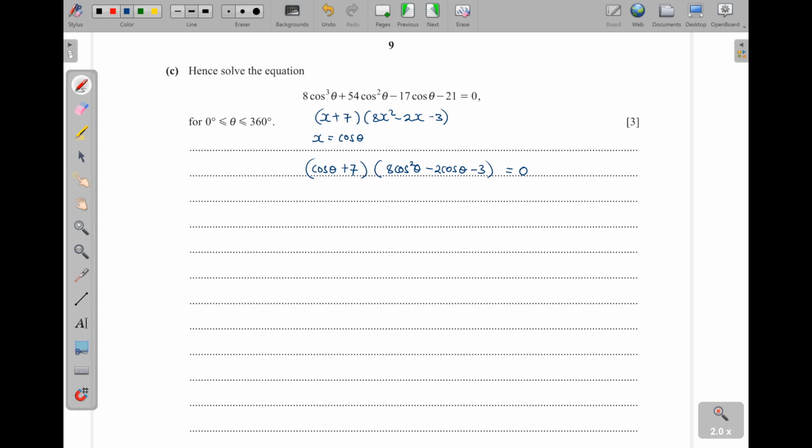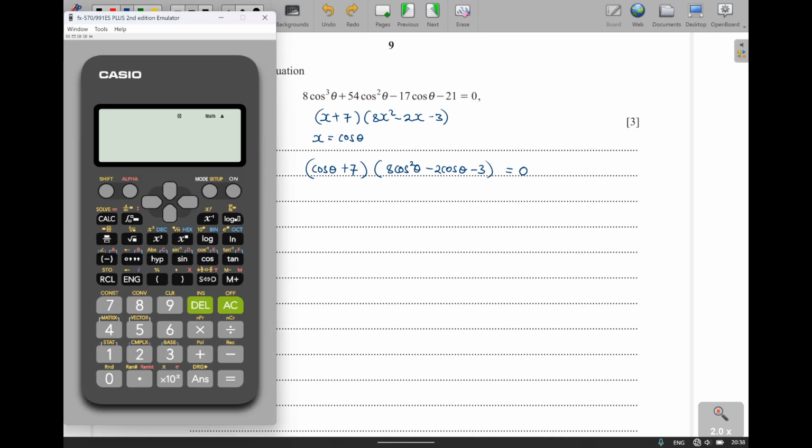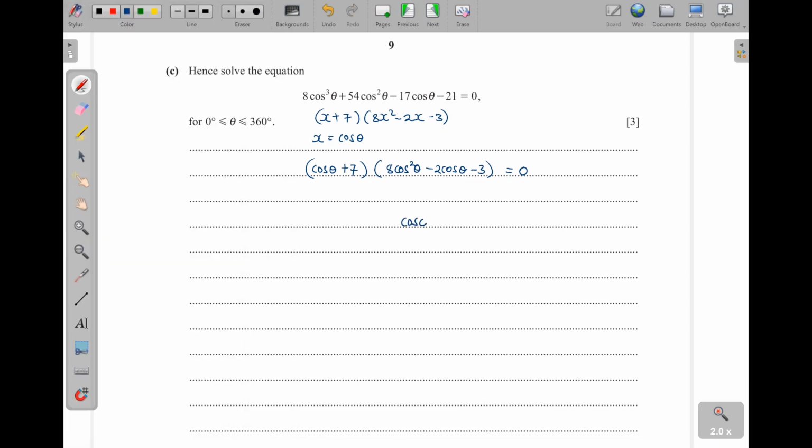Okay, then we can factorize this one here, because it is a quadratic, by putting it in the calculator. What do we get? So go to your calculator, we go to equation, which is 5, then quadratic is 3. We can put 8, then negative 2, then we go to negative 3. So this one gives me 3 over 4, and then negative a half. So cos theta is equal to 3 over 4. Also cos theta is equal to negative a half.